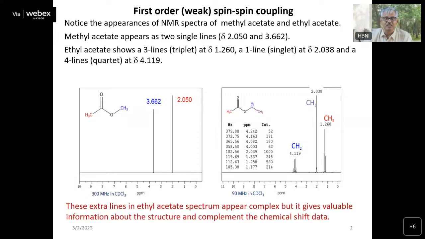Now in the case of ethyl acetate, the spectrum appears very complex because of these additional lines you see in the spectrum. Although it is building complexity, actually it is very useful. Sometimes it is complementary to the chemical shift data in telling which group of protons is which one. For example, here you can see the CH2 has 4 lines and the CH3 has 3 lines. So there is some relation between them. CH3 is becoming 3 lines and CH2 is becoming 4 lines. We'll see all those things.